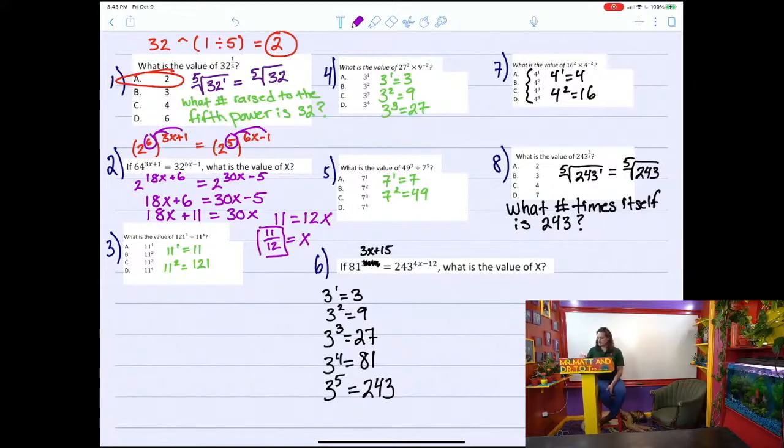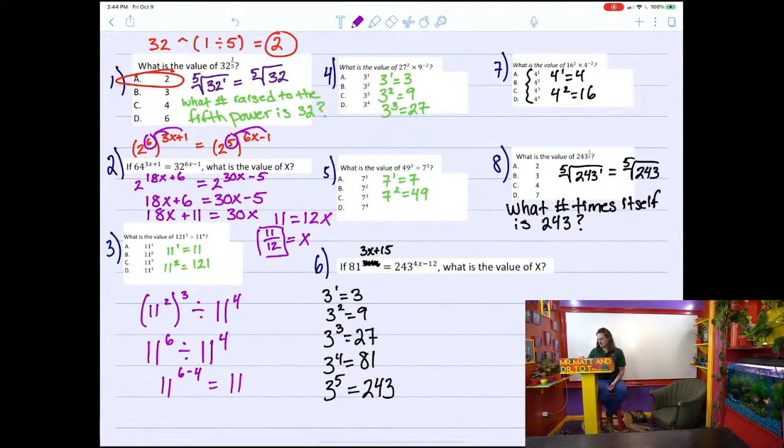For number 3, if we replace 121 with 11 squared, then we'd have 11 squared quantity raised to the 3rd power divided by 11 to the 4th power. Then we have a power of a power, so we can multiply the 2 and the 3, so we get 11 to the 6th power divided by 11 to the 4th power. When we have common bases raised to exponents and we divide those values, we can keep the base, which is 11, and subtract the exponents. 6 minus 4 is 2, so our answer here is going to be 11 squared, or 11 to the 2nd power.